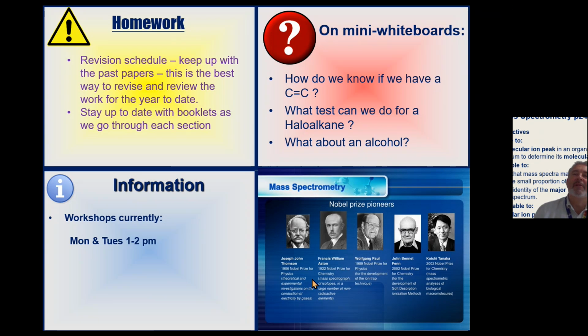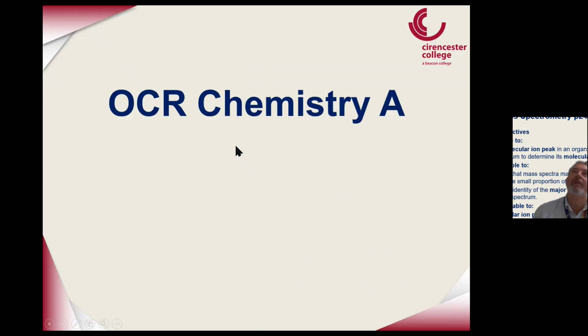Okay, down below we have some pictures of Nobel Prize winners. These Nobel Prize winners, Joseph John Thompson, Francis William Aston, Wolfgang Paul, John Bennett Fenn, and Koichi Tanaka, all were involved in the development of mass spectroscopy. So we'll have a look at mass spectroscopy now, if I can move the slide up.